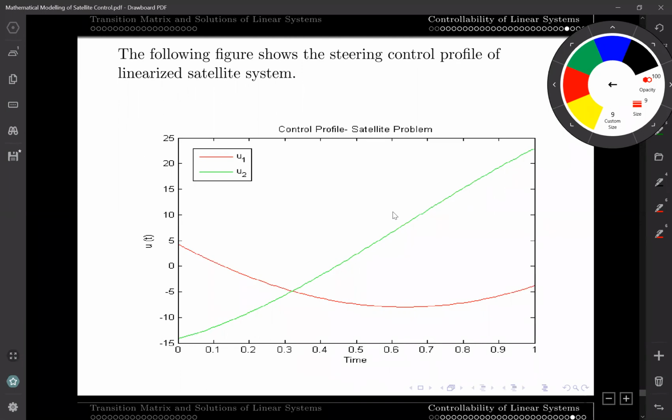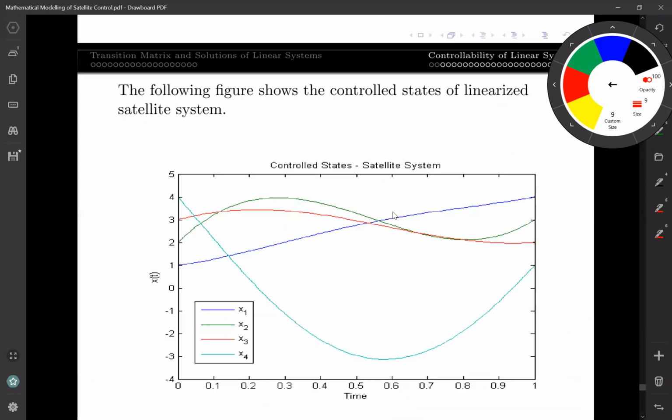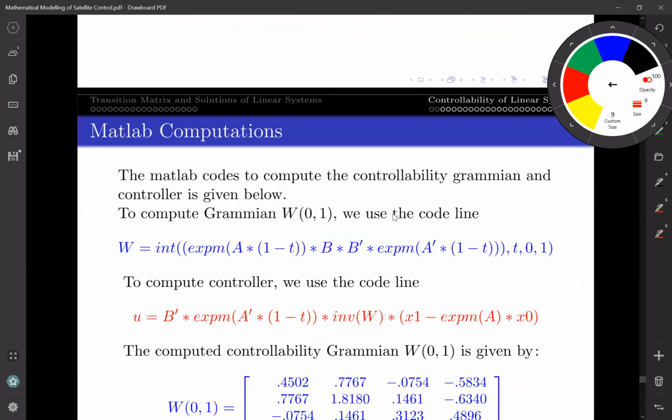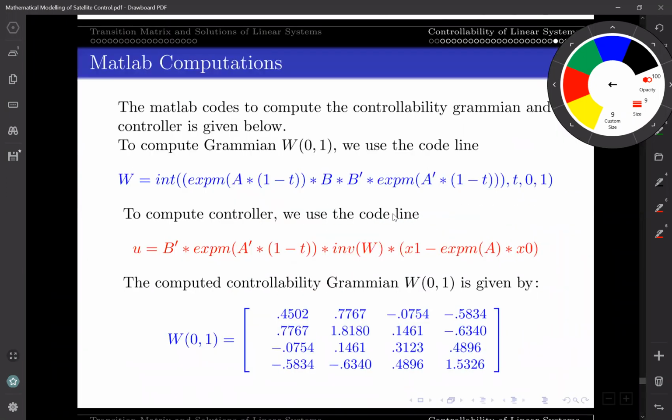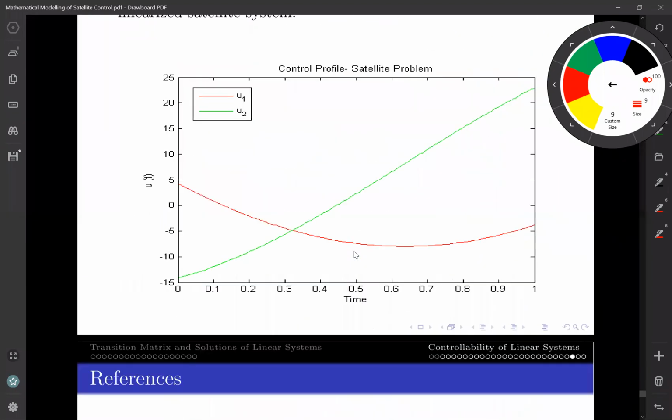Therefore you can steer the satellite from any initial state to any desired final state by applying this control formula. And the formula can be computed numerically also by finding the controllability Gramian. First, find the transition matrix, then the controllability Gramian, then you compute U. So by this it is possible. So I think I will close.